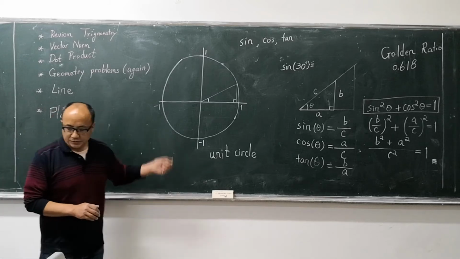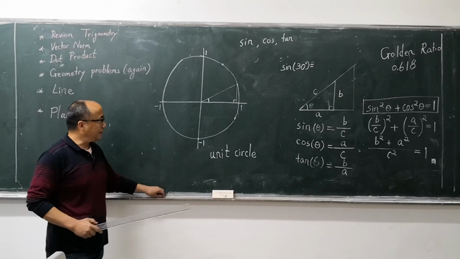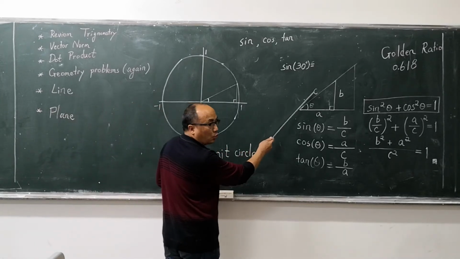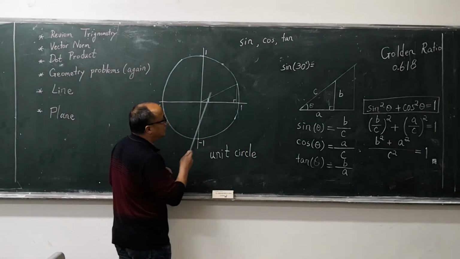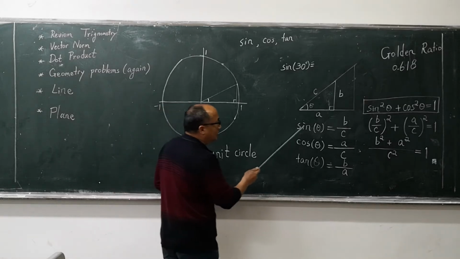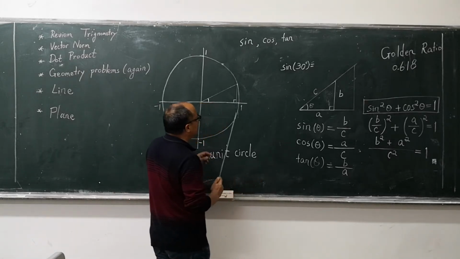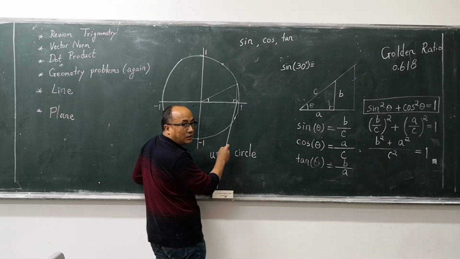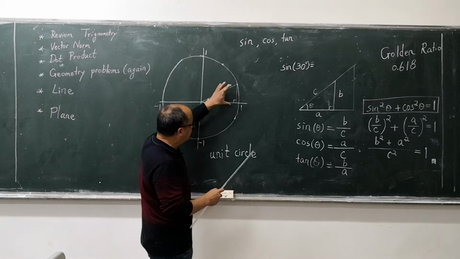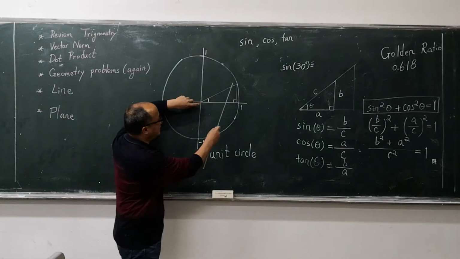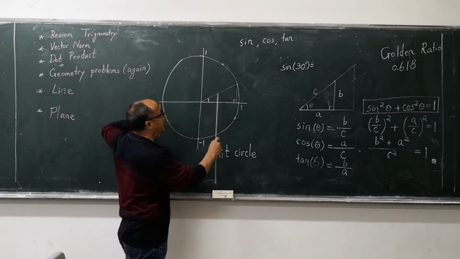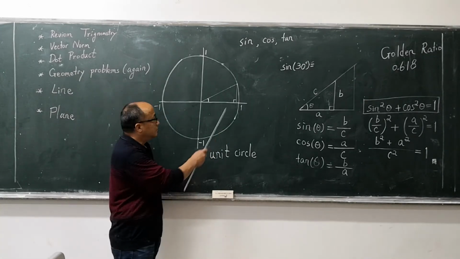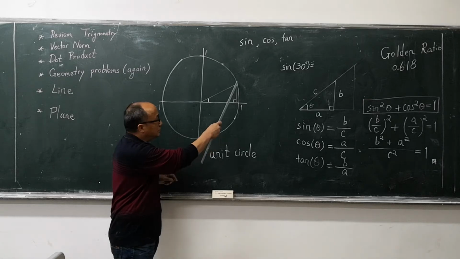Now back to here. When the hypotenuse is 1, because everything is 1, the sine theta is this vertical line, the length. Because this is 1, we are taking advantage of the unit circle. So this one is the side.